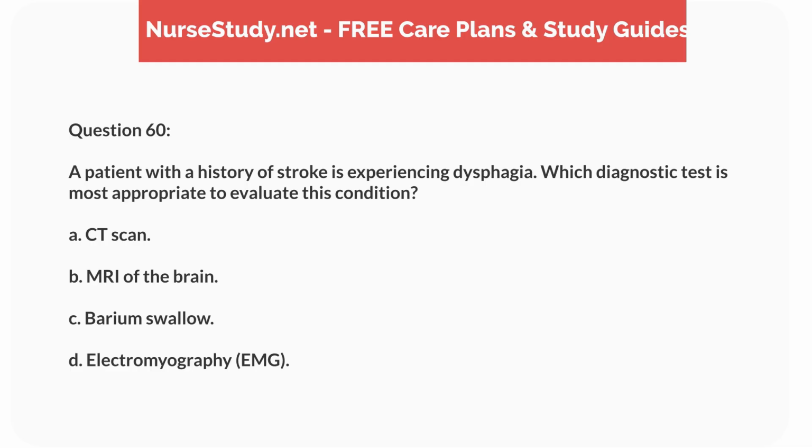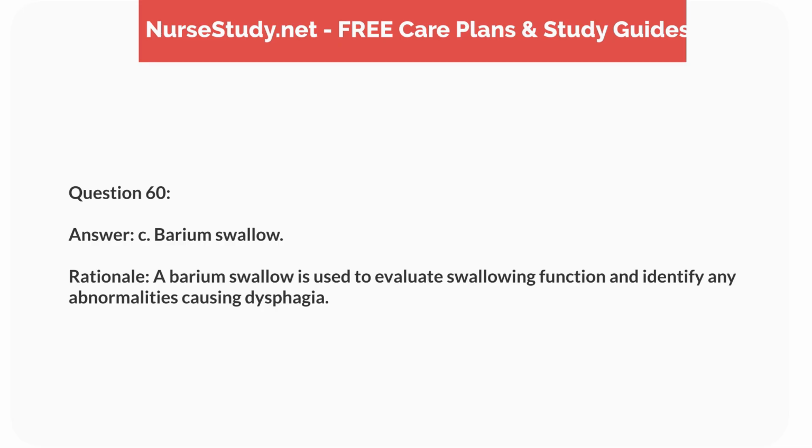Question 60. A patient with a history of stroke is experiencing dysphagia. Which diagnostic test is most appropriate to evaluate this condition? A. CT scan. B. MRI of the brain. C. Barium swallow. D. Electromyography, EMG. Answer: C. Barium swallow. Rationale: a barium swallow is used to evaluate swallowing function and identify any abnormalities causing dysphagia.